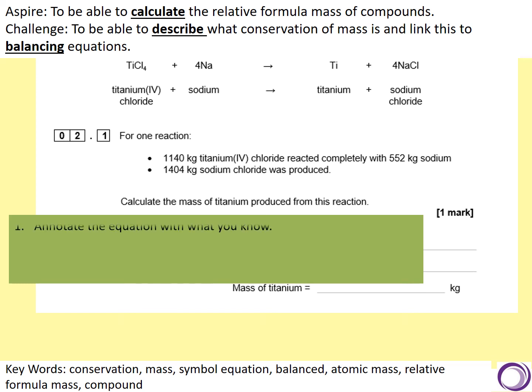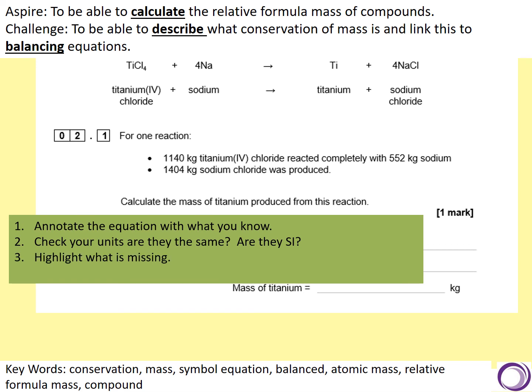It's asking you to do a calculation. So what you should do first of all is annotate the equation with what you actually know. There's lots of information in that question and lots of numbers. Check the units because sometimes they do challenge you by mixing up kilograms and grams or tons. Highlight anything that's missing because that's the thing that you're going to be finding out, and then rearrange to find your unknown answer.